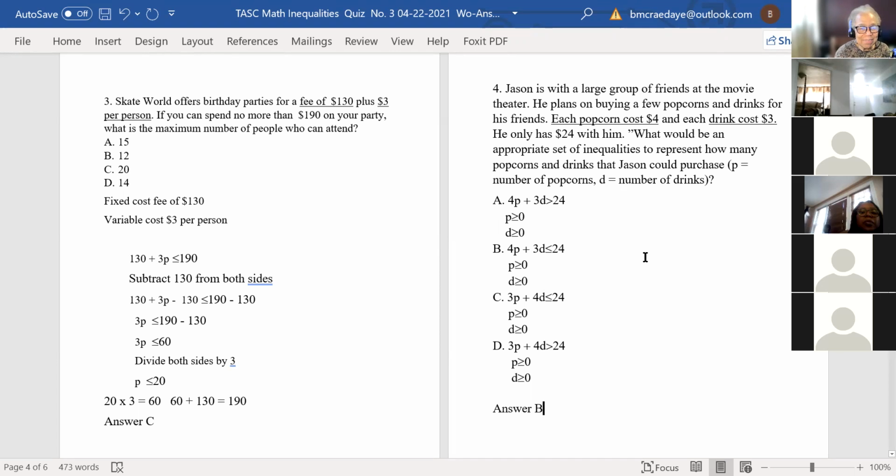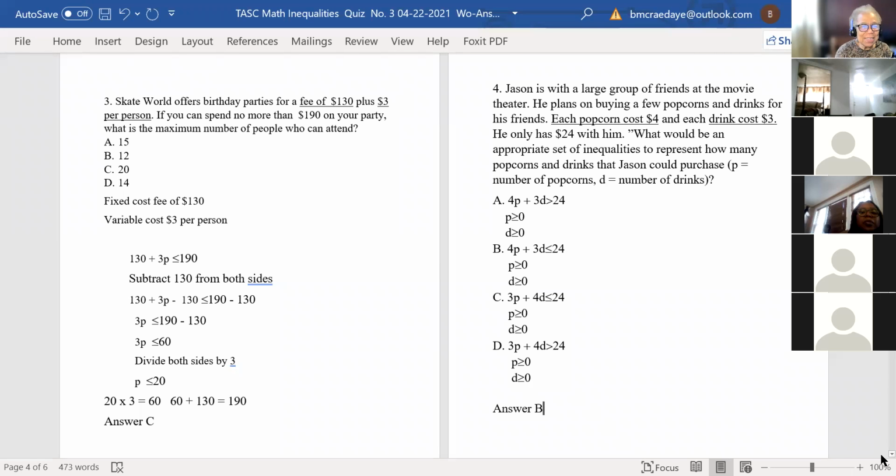Yeah, that's right. But see, we're saying he only has 24. That means your inequality has got to be a less than or equal, not a greater than. And this is equal, so that would satisfy it. 3 popcorns and 4 drinks would give you an equal 24. You have to be focusing good. Exactly. Absolutely.